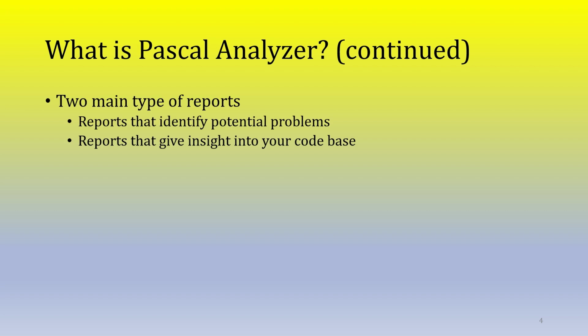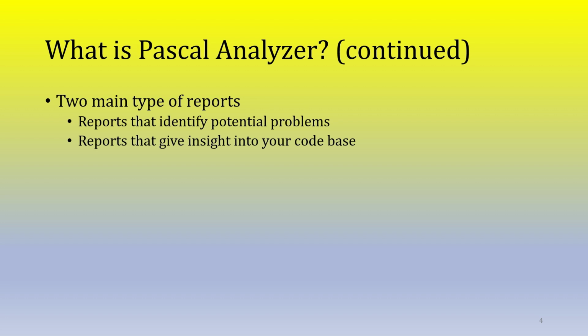There are two main types of reports. There are reports that try to find errors and problems in the code. This is similar to Delphi's built-in compiler hints and warnings, but going much further. Furthermore, there are many different reports that describe the code base in various ways.